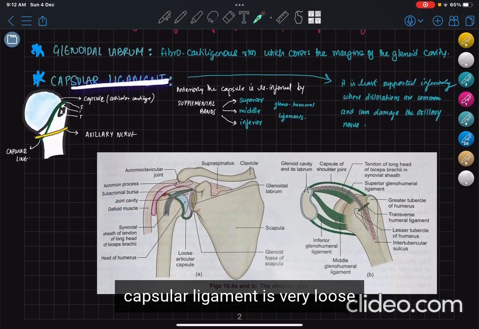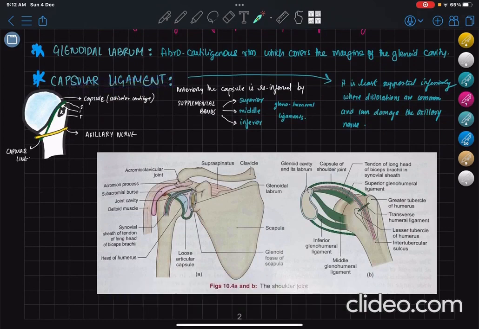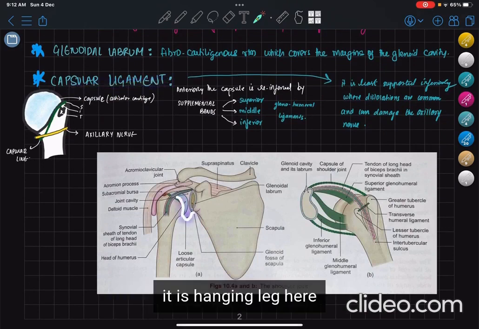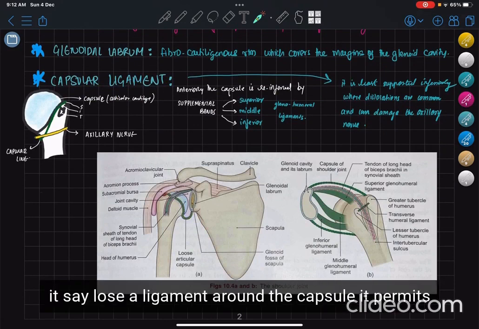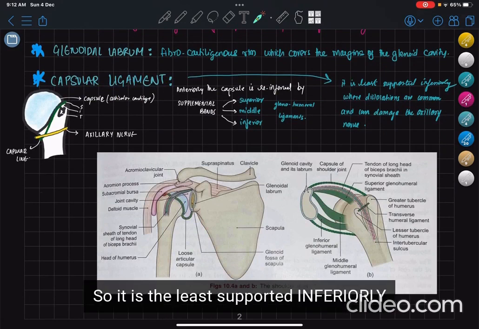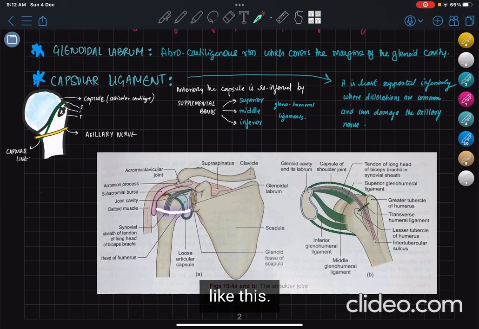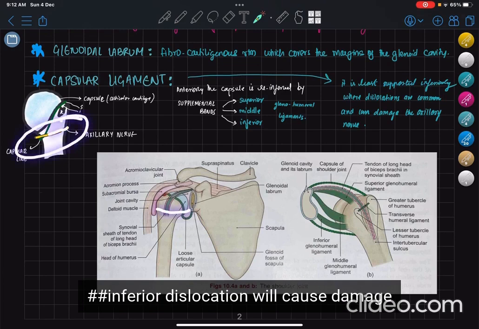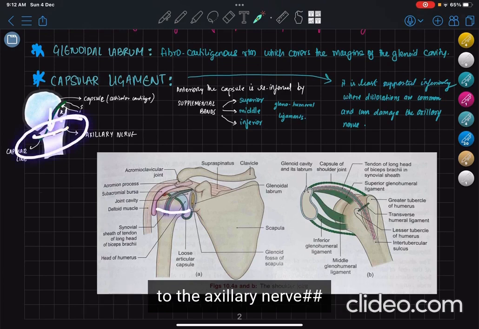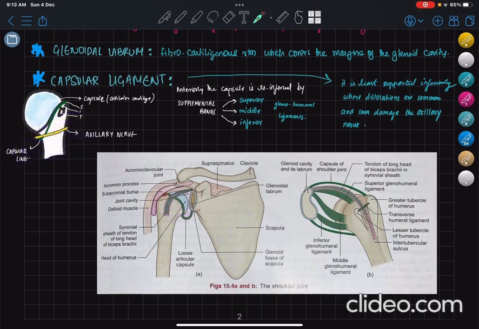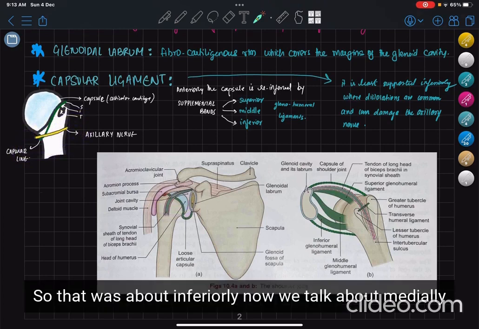So capsular ligament is very loose. We can see even in this picture how it is hanging like this. It's a loose ligament around the capsule. It permits movements. So it is the least supported inferiorly. That's why whenever there's shoulder dislocation, there is an inferior dislocation, and because axillary nerve is passing through here, inferior dislocation will cause damage to the axillary nerve, and that is one of the applied anatomy points. So that was about inferiorly.